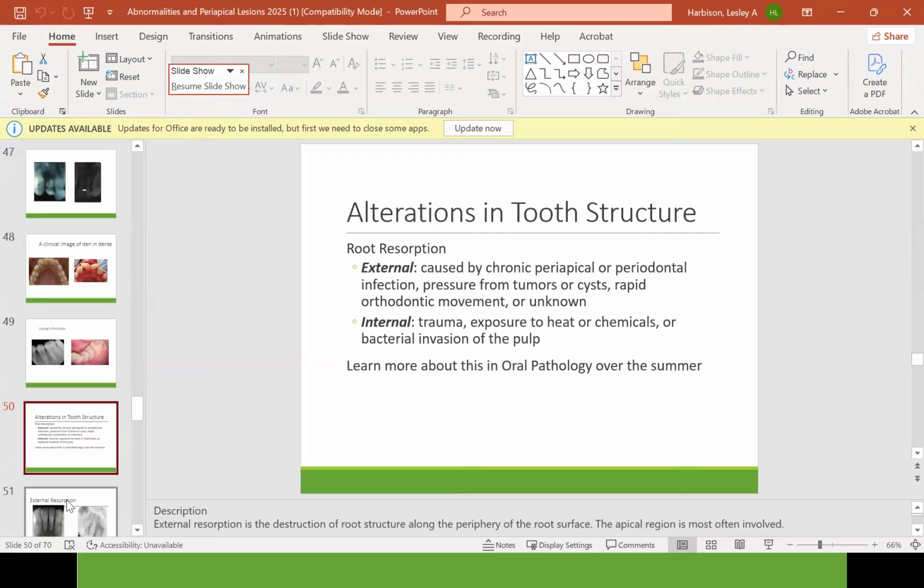It can be external or it can be internal. Causes of internal resorption can be trauma, exposure to heat or chemicals, or bacterial invasion of the pulp. I think you learn more about it in oral pathology over the summer, and she might go into a little bit more depth. Sometimes trauma can be the trigger, but sometimes they're baffled and not sure why it's happening.